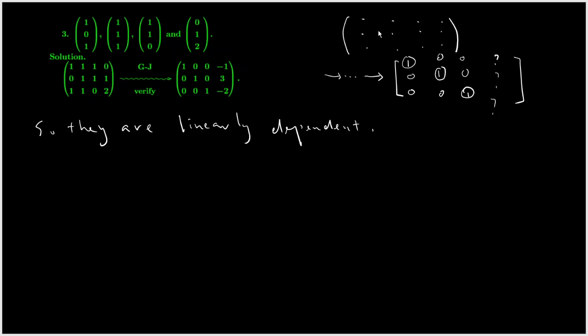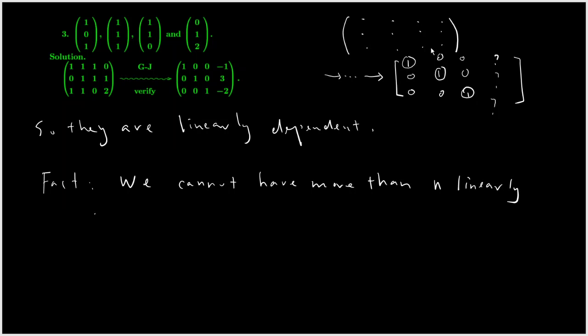I'm going to write the fact. In general, we cannot have more than n linearly independent vectors in Rn. That's one comment I want to make.